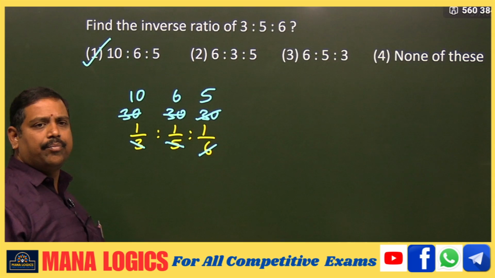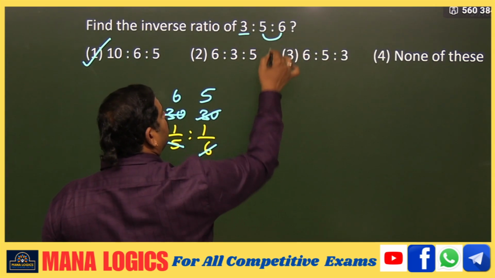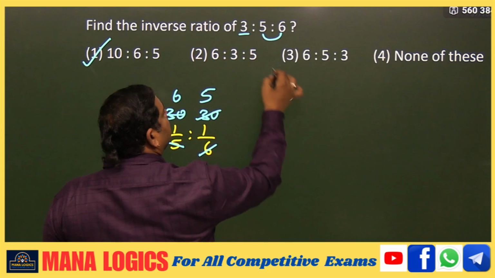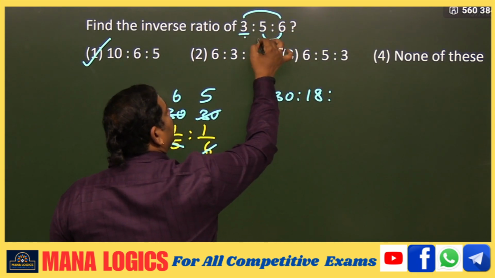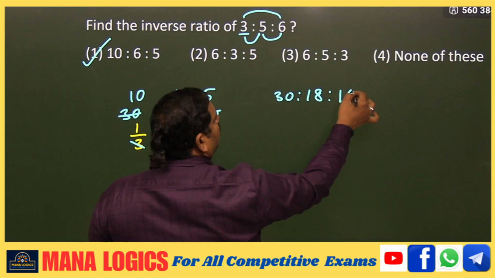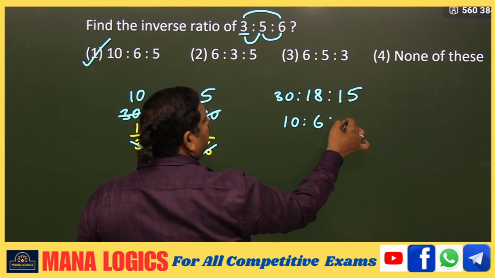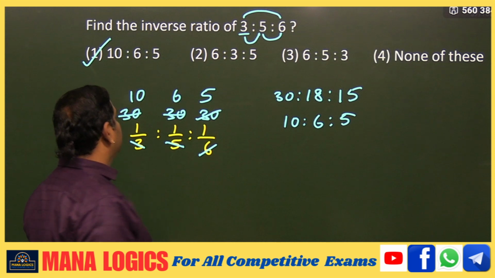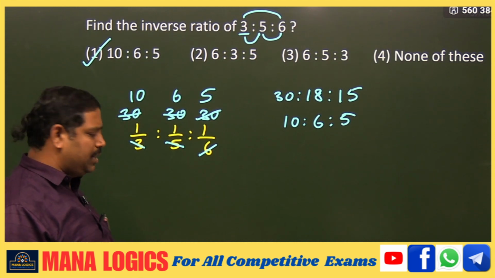First option. Or else if you want the inverse ratio, first one if you want means multiply these two, 30. Second one if you want means multiply these two, 18. Third one if you want means multiply these two, it is 15. Now you can cancel with 3, right? 3 tens, 3 sixes, 3 fives. Okay, anything you can follow. So answer is 10 is to 6 is to 5. Got it? Let's see the next beautiful one.